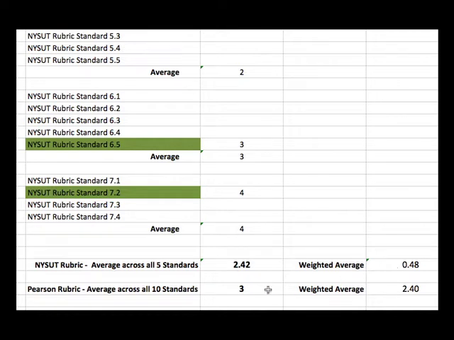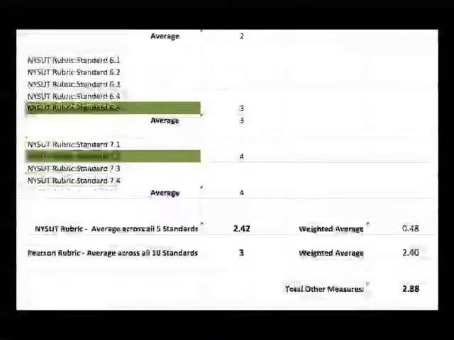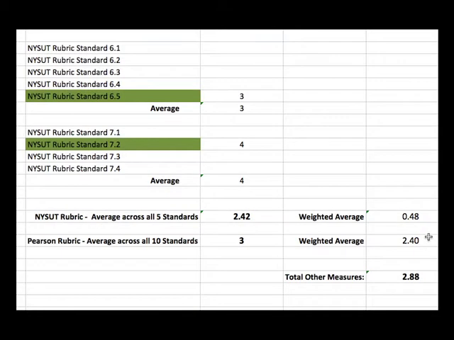The Pearson rubric, which is again a rubric used against the observation of a teacher's practice. In this example, let's assume that the average across all 10 standards is a 3. This number is then multiplied by 0.8, representing 80% of the overall other measures. The weighted average then would result in a number 2.4. To obtain the total point value for the other measures, you would add the 2 weighted averages, resulting in the number 2.88.